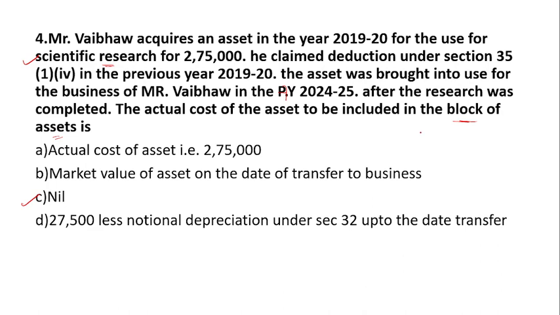What was the amount of that asset? That is 2,75,000. On that amount you will get 100% deduction, which means a 2,75,000 deduction. So what will be the answer? That is nil. You do not have the value of that asset, so the actual cost of the asset to be included in the block of assets is nil. So here the answer is nil.